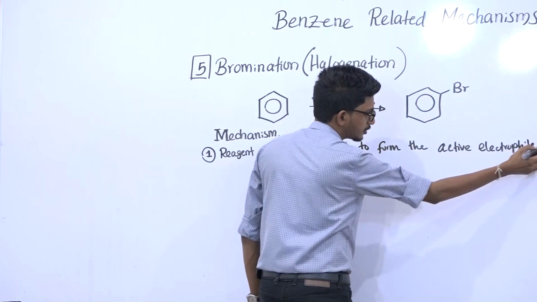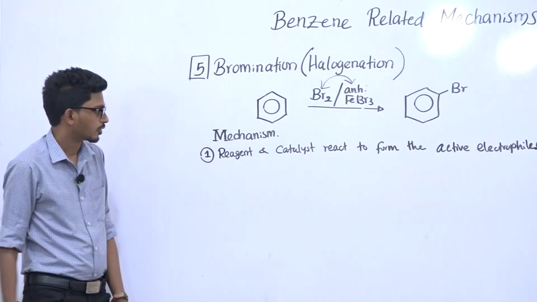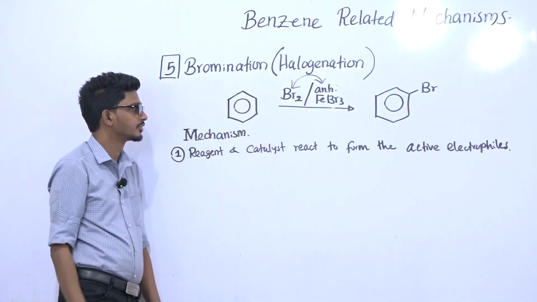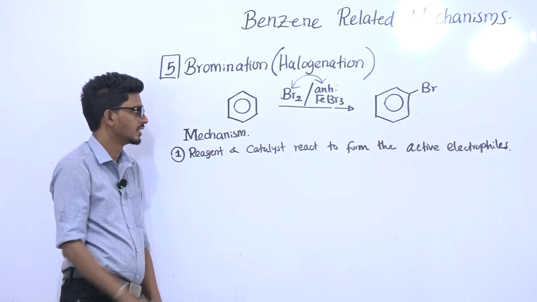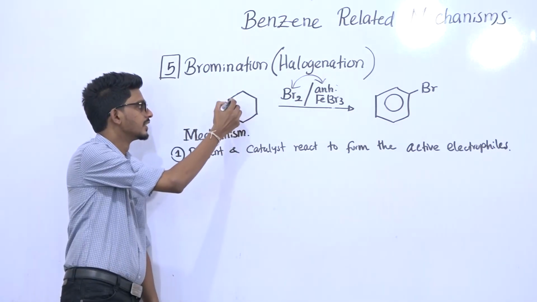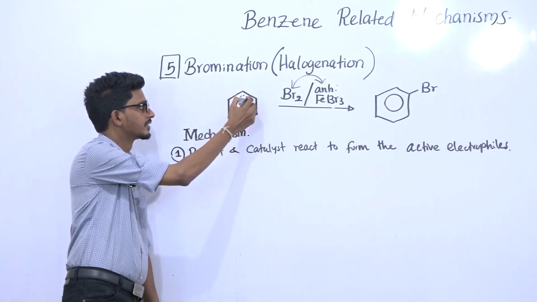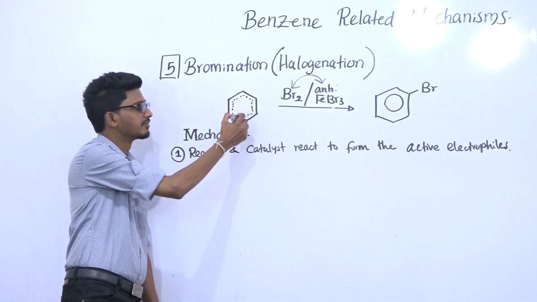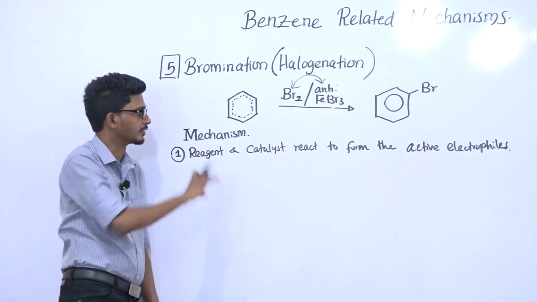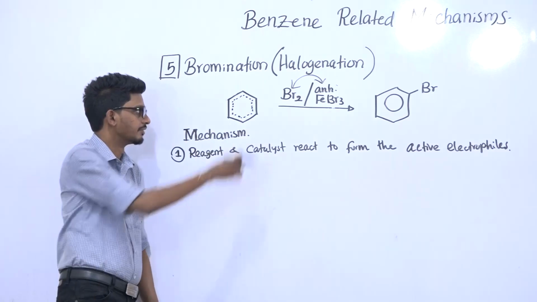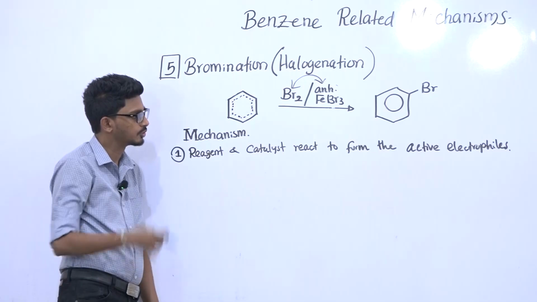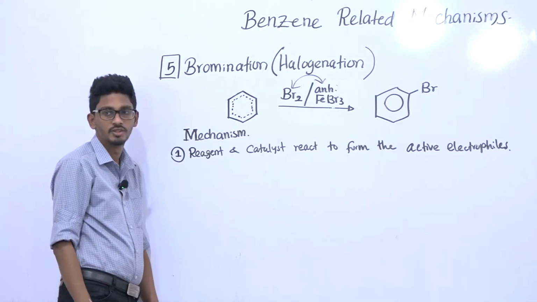Active electrophiles should be formed because, unlike alkenes, this ring is not that electron rich. Even though one may say you have 6 pi electrons, we have just partial pi bonds, not the complete pi bonds. So the ring is not that electron rich, and the pi bonds are not that electron rich compared to alkenes. So we need to activate the electrophile.